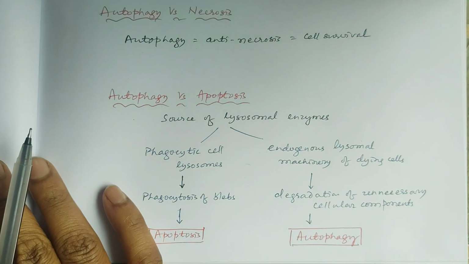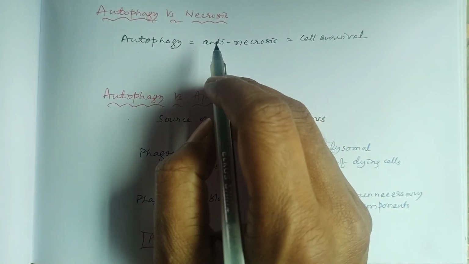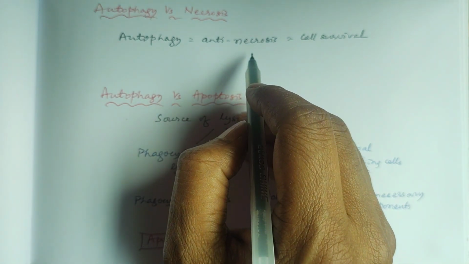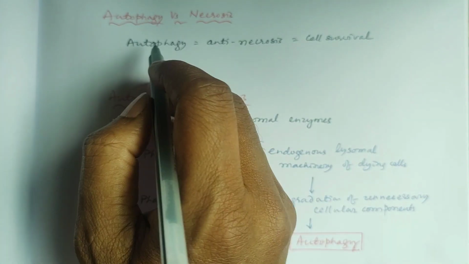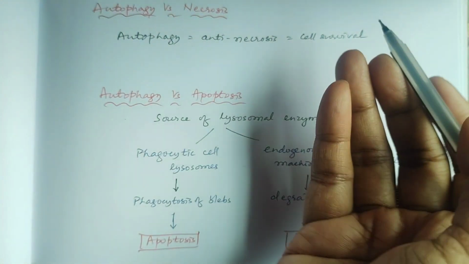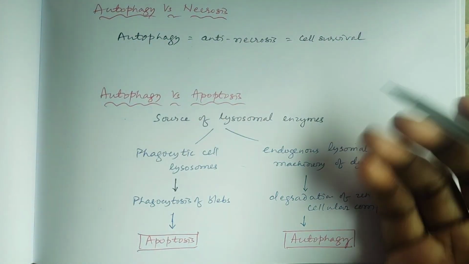And how does this differ from necrosis? Necrosis is cell death, and autophagy we call anti-necrosis. So for cell survival, the cell wants to survive, it will undergo autophagy. By necrosis there will be cell death.